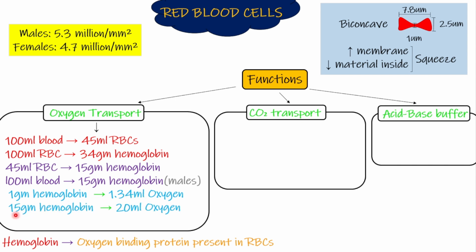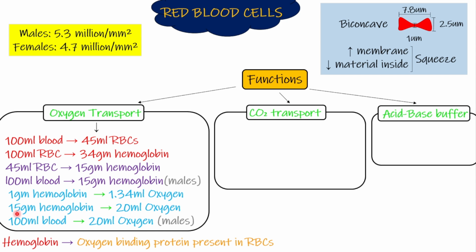So 1 gram of hemoglobin can carry 1.34 ml of oxygen, then 15 grams of hemoglobin can carry 20 ml of oxygen. If we multiply 15 with 1.34, the answer is around 20. So now we know that 100 ml of blood has 15 grams of hemoglobin, and 15 grams of hemoglobin can carry 20 ml of oxygen. It means that 100 ml of blood can carry 20 ml of oxygen.